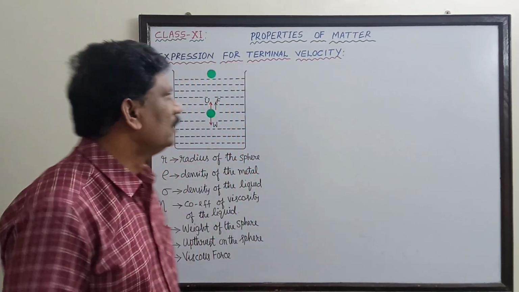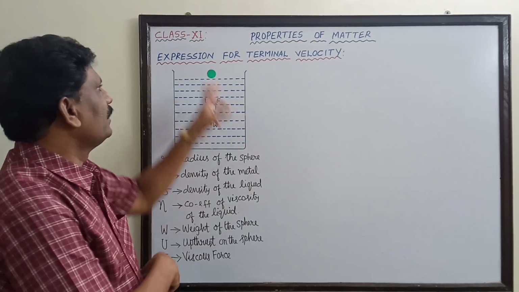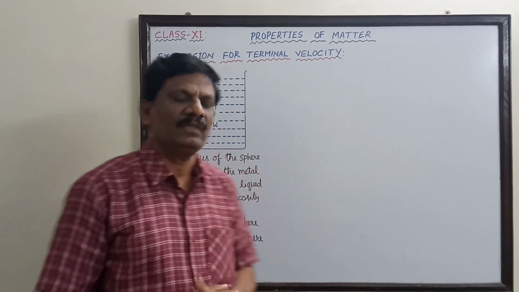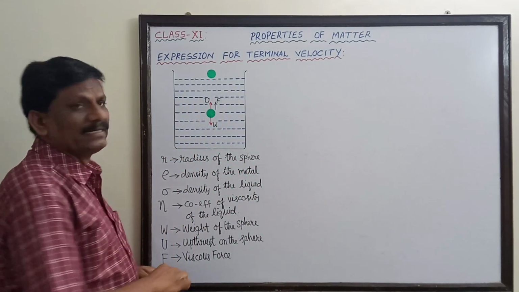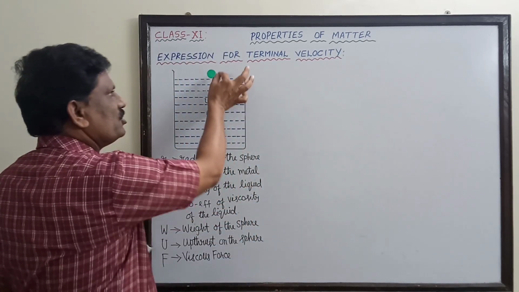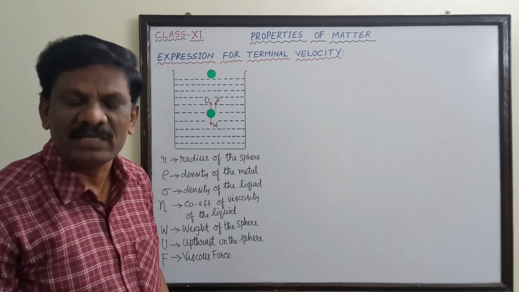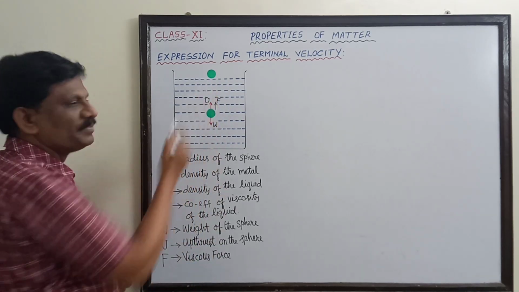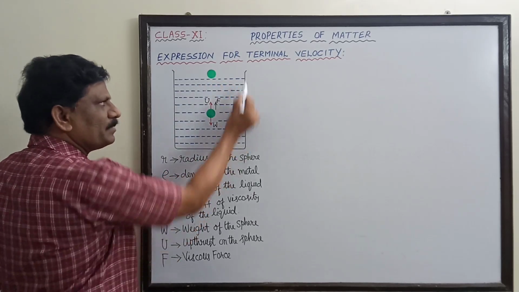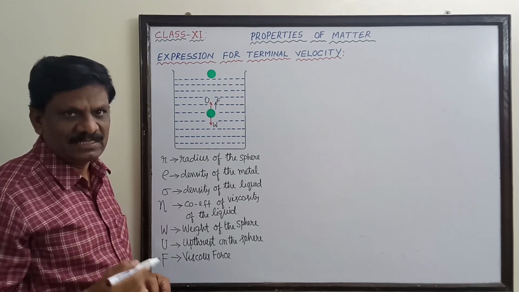Hi students, today we are going to define terminal velocity and also derive an expression for the terminal velocity. Now let us consider a small metallic sphere dropped freely inside a highly viscous liquid. You can see in this picture. So this is the metal sphere and this beaker is containing a liquid of high viscosity.